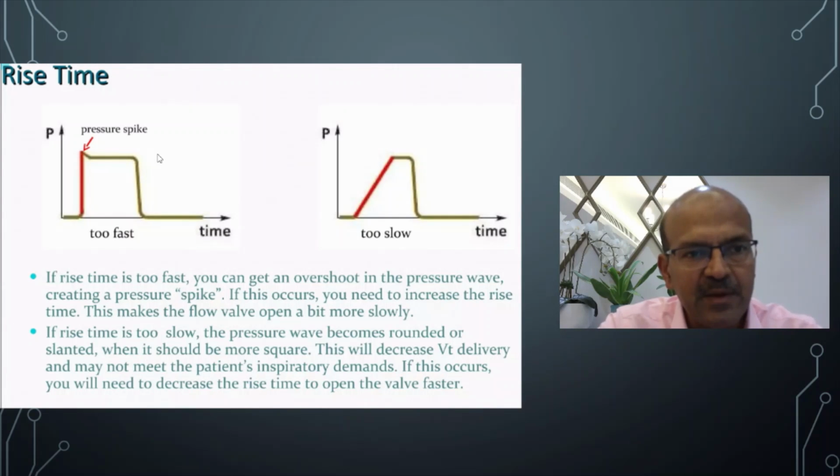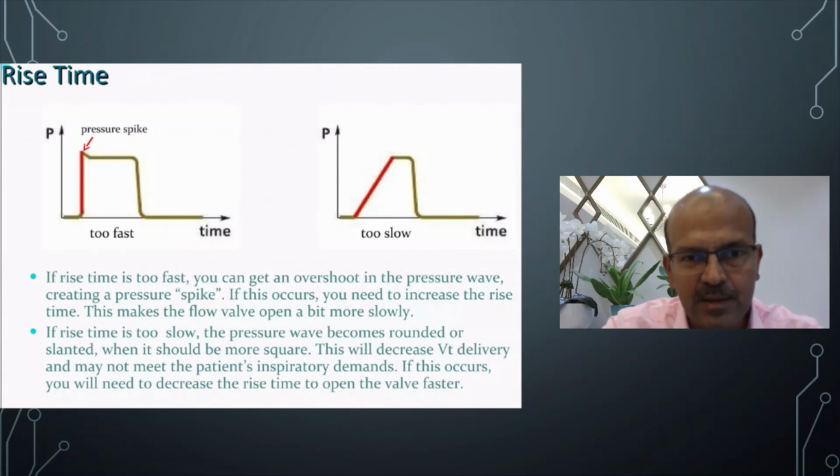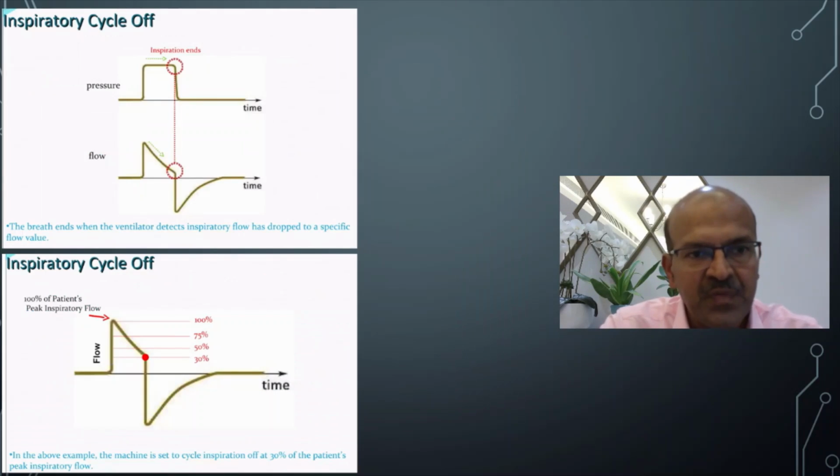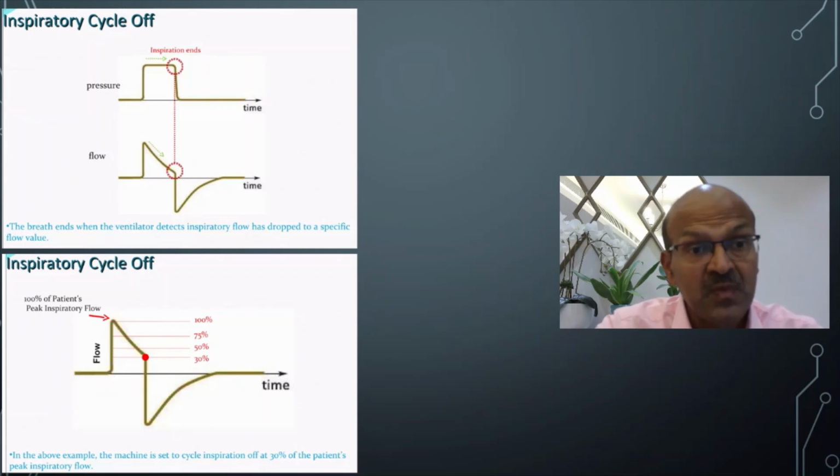And the rise time we discussed in the beginning, if it's a square wave, the pressure goes quickly, and if it is a sine wave, the pressure goes slowly. You can adjust it in some ventilators, but in general, it's not going to make a huge difference, because most of the recent ventilators adjust the flow themselves.